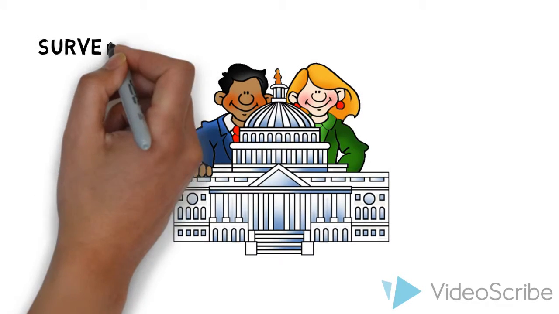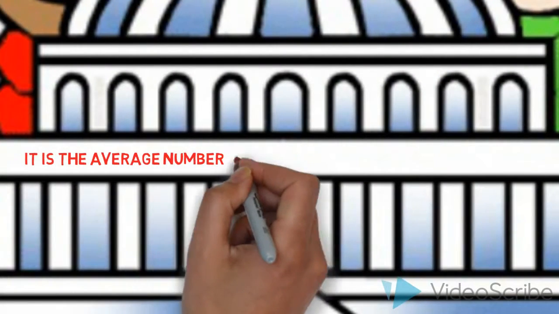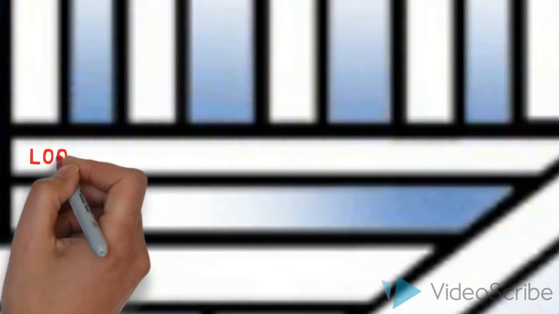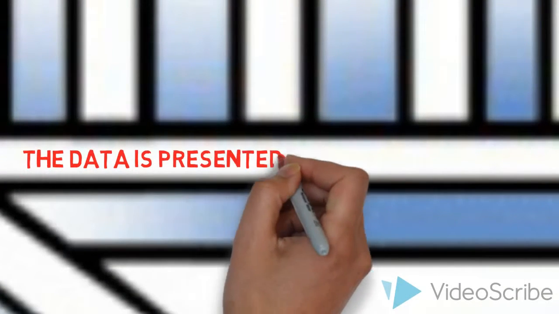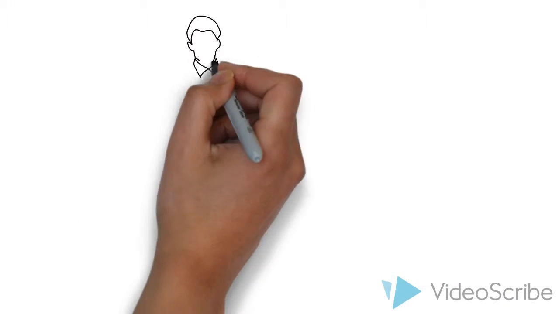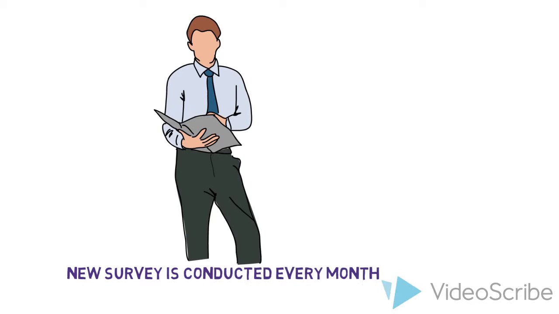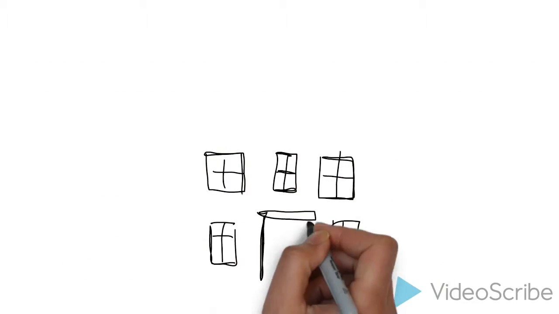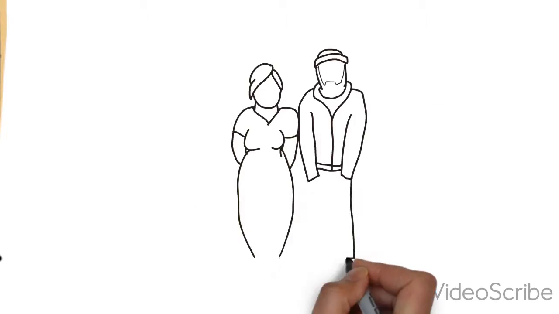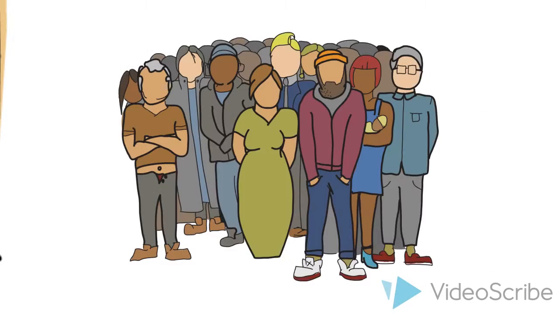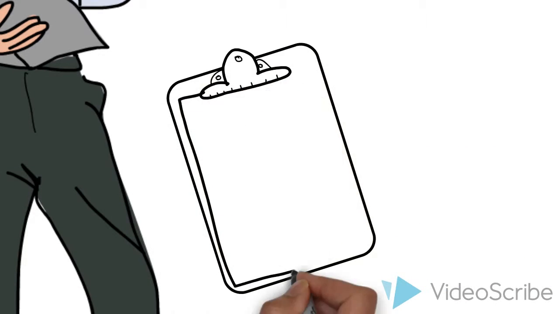Unemployment rate is surveyed by the Office for National Statistics. It is the average number of people that have been unemployed and looking for work over the past 3 months. As well, the data is presented on a quarterly basis. However, it is important for data to be collected with a new survey every month. During this process, 40,000 households, randomly chosen by postcode, are visited and approximately 100,000 people surveyed. In terms of measurement, it is about 1 in 600 of the total population.